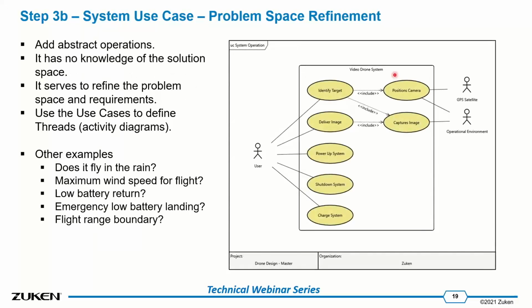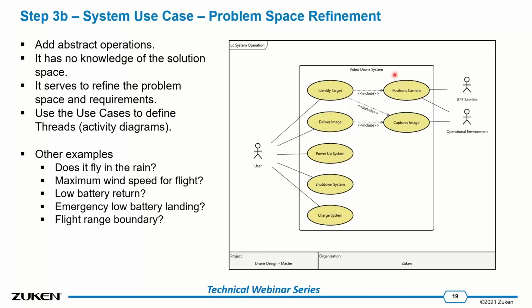What we're going to do to that is add some abstract operations so that we can explain what the system does. In this case, identify target, position camera, capture images, and you can see how the user will interface to certain things, and the GPS satellite in the operational environment will interface to other aspects of it. It serves to help us have a discussion about those particular operations and create activity diagrams, essentially threads, for those to explore what the system does.